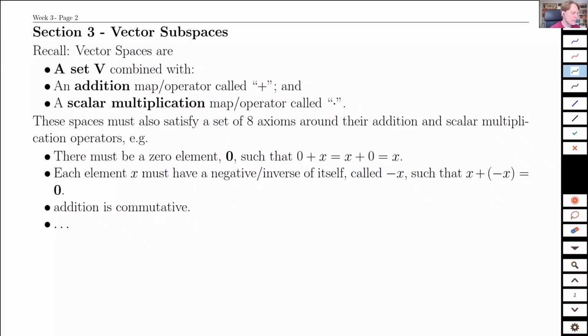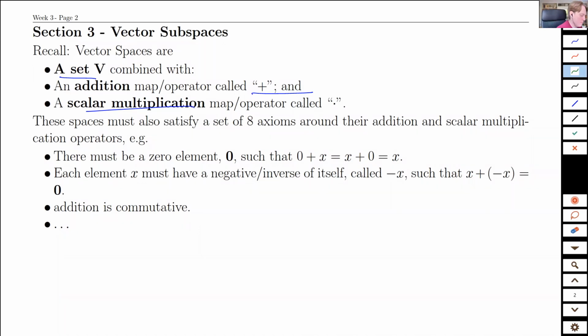All right, so we've seen vector subspaces or vector spaces. This is where we have a set, an addition operator, and a scalar multiplication operator. And you've seen a variety of different things here. We're going to go through a little checklist on these.